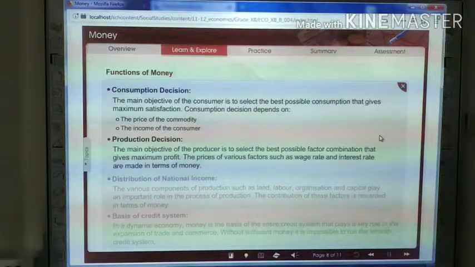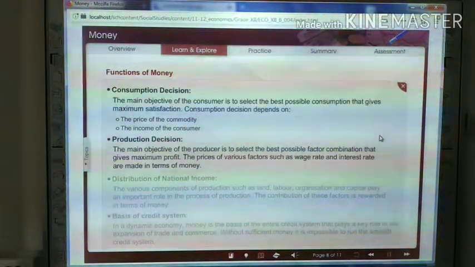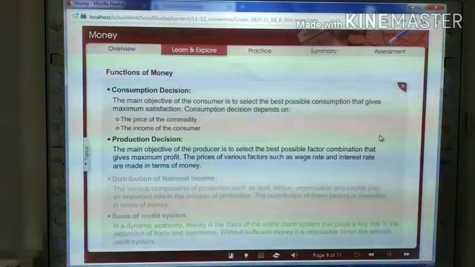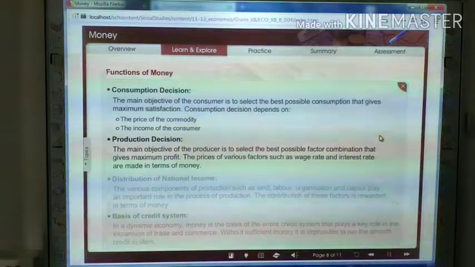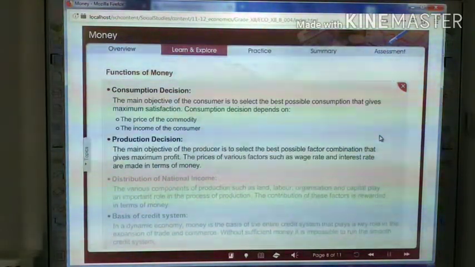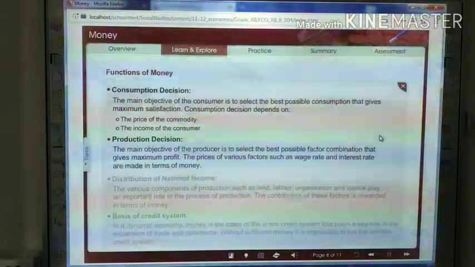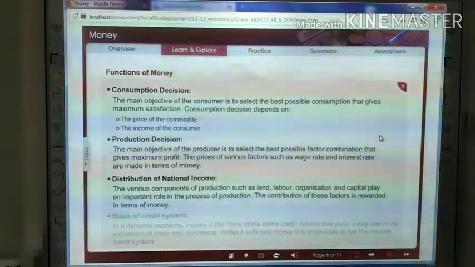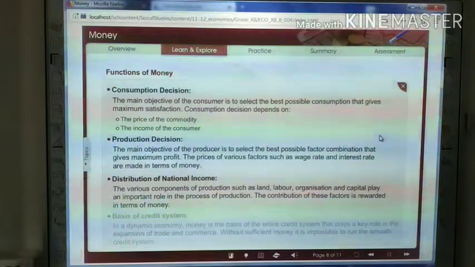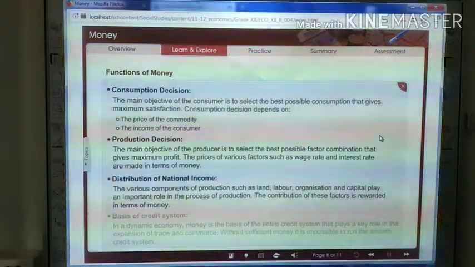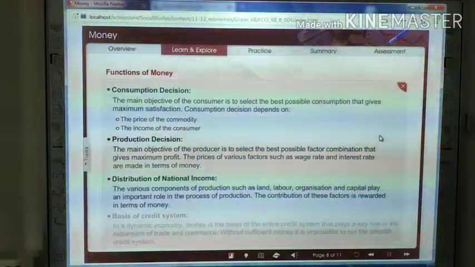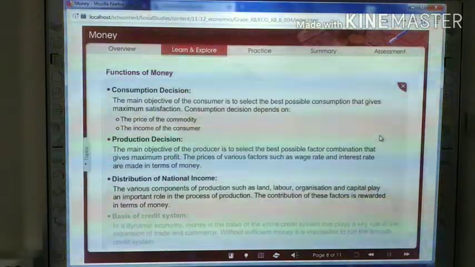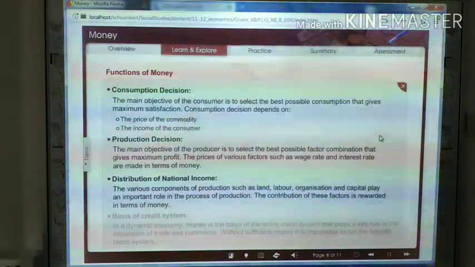The main objective of the producer is to select the best possible factor combination that gives maximum profit. The prices of various factors such as wage rate and interest rate are made in terms of money. Therefore, money plays a key role in taking crucial decisions regarding production, distribution of national income. The various components of production such as land, labor, organization, and capital play an important role in the process of production. The contribution of these factors is rewarded in terms of money, as rent to land, wages to labor, profit to organization, and interest to capital.